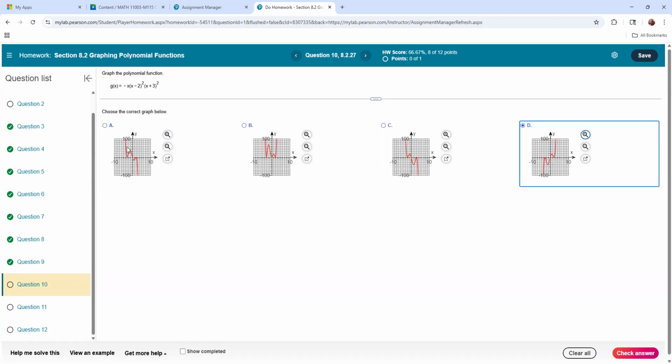All right, so let's see what we got. A is going downhill. B, both going uphill. C is downhill. And then D is uphill. So let's see. Looks like A and C are both going downhill. Now let me look. It's got the same window, negative 10 to 10, negative 100 to 100. So let me punch this one in. G of x is a negative x, x minus 2 squared, x plus 3 squared.